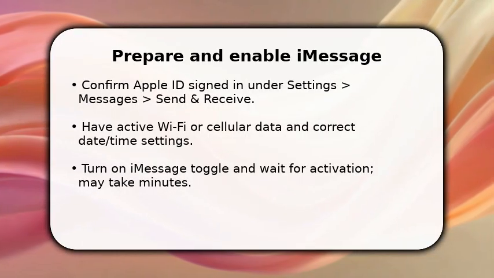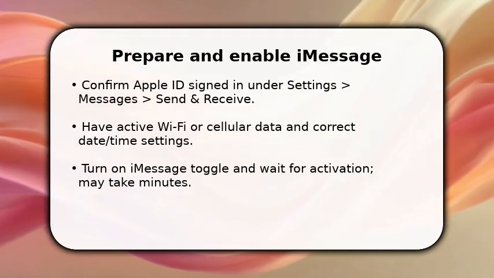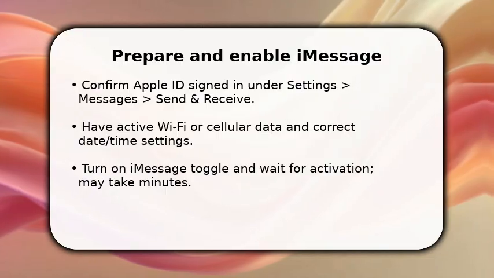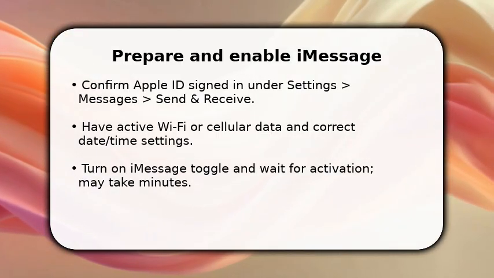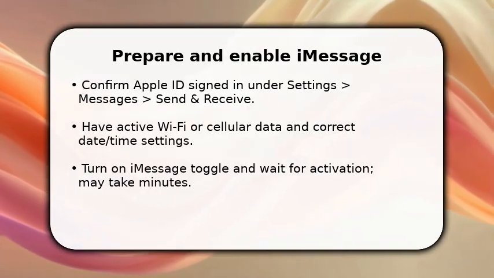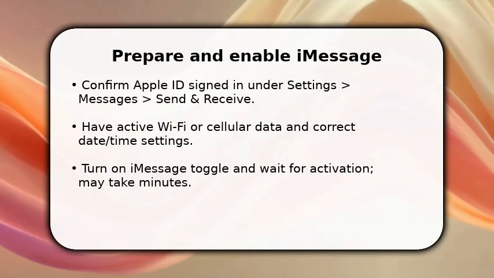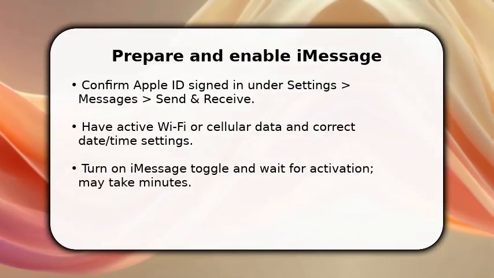You start by confirming the essentials. Make sure you're signed in with your Apple ID under Settings, Messages, Send and Receive. Once done, verify Wi-Fi or cellular data is active and the device date and time are correct, because iMessage activation uses Apple servers. Now enable the iMessage toggle and wait. Activation can take a few minutes.